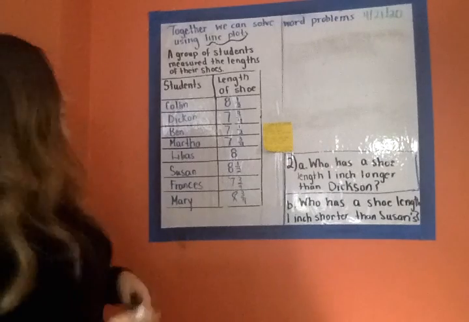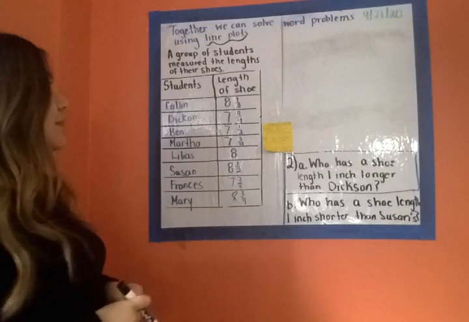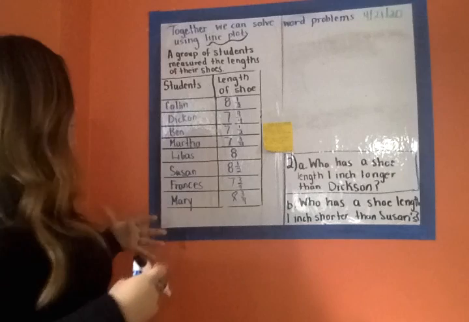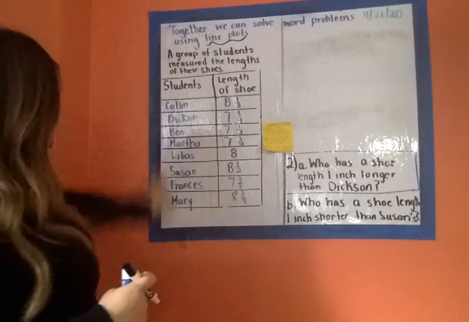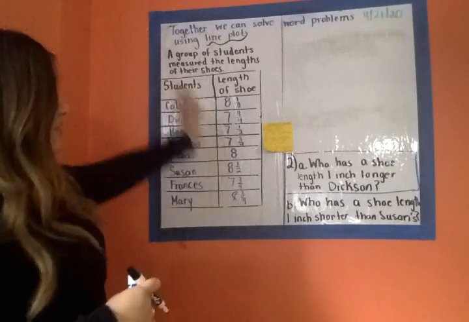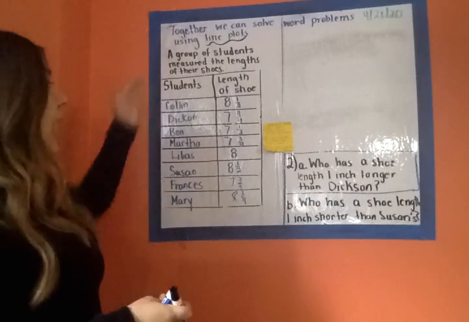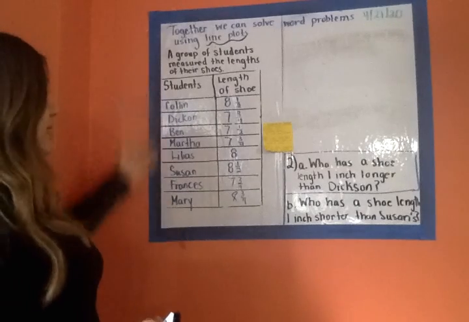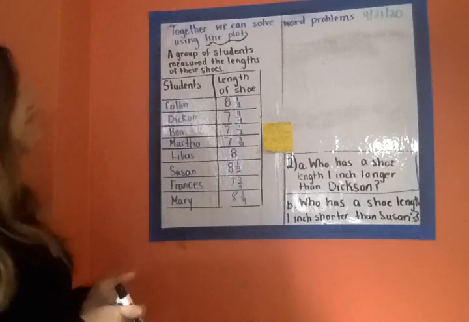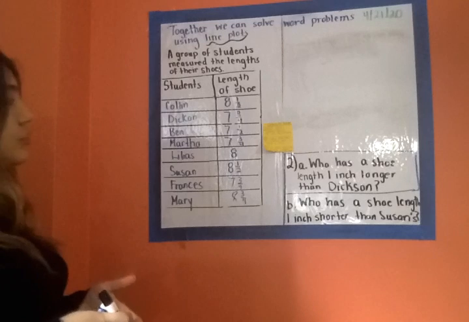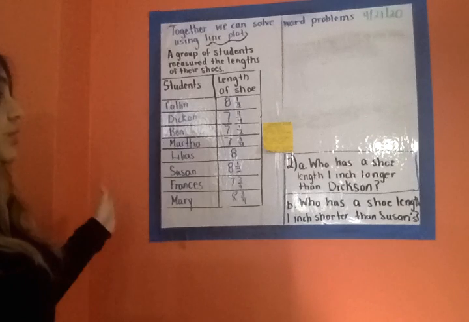Now, if you thought along the same line that I did, you might have noticed that there are different students and the lengths of their shoe sizes are different. There's also how many students. And if you counted down the list, you should have realized that altogether we're going to be graphing the measurement for 8 different shoe sizes for the 8 different students.